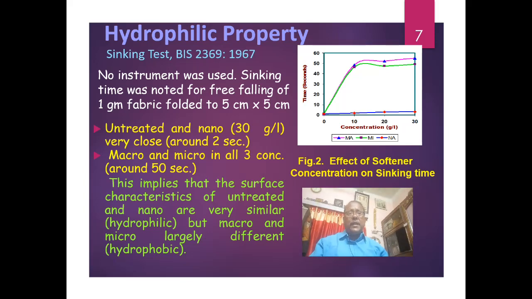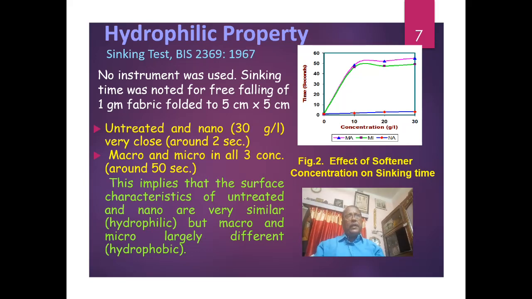For untreated and the 30 grams per liter nano softener treated, the time required was the same and very short, around 2 seconds, while for micro and macro it took about 1 minute in all concentrations. So this shows that the surface characteristics of the untreated and nano silicone treated fabrics are more or less similar, while the macro and micro finished fabrics have hydrophobic character. They change the fabric properties from hydrophilic to hydrophobic.